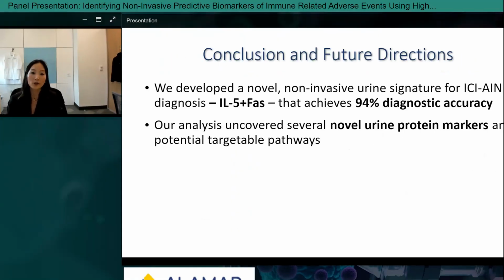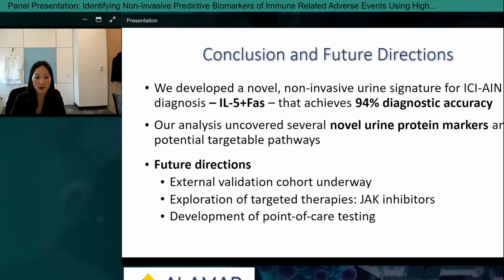In summary, using NULISA, we developed a novel and non-invasive urine signature for ICI-AIN diagnosis that consists of IL-5 and FASN that achieves a 94% diagnostic accuracy. And our analysis also uncovered several novel urine protein markers and potential targetable pathways that haven't been previously reported.